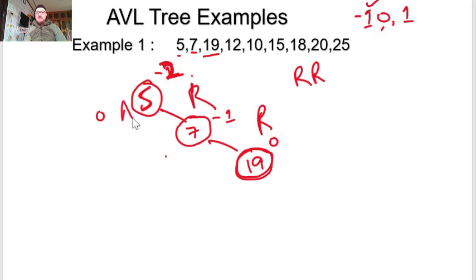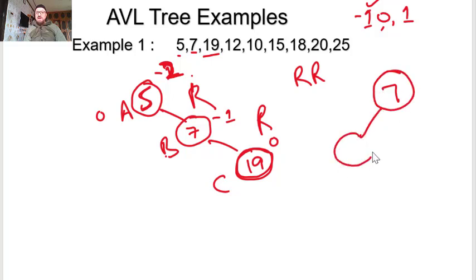So in RR rotation we identify A and B. This is our A, which is in the problem, then B is the second node. No need to call it C. How will we fix it? Make A child of B. Simple. We fix it like this. We make 7 here, that was my B, and make A, that is 5, child of B, and 19 here, so it gets balanced, so no problem whatsoever.